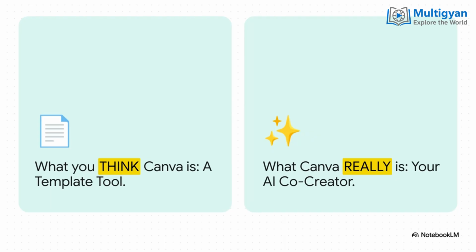Right, so for most of us, Canva means templates. And yeah, it's got an amazing library of them. But that's really only half the picture now. See, it's quietly become something way more powerful, an AI co-creator. It's a partner that doesn't just give you a starting point, it actually helps you build from the ground up.